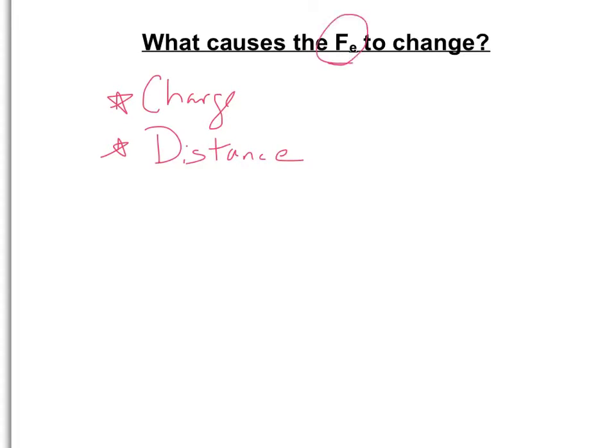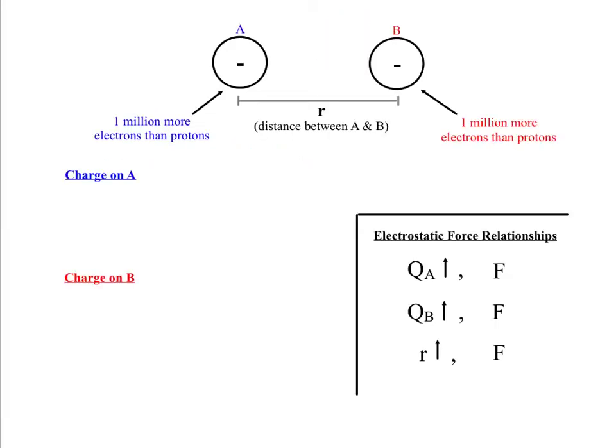So charges, distance, those are the things that are going to affect our object's force, and that specifically is the electrostatic force. So let's start now by looking at two different charges, two negatively charged objects. We know because they're negatively charged, it's going to create a repulsive force. And I want to ultimately figure out how big is that electrostatic force. And that's going to be what our goal is today.